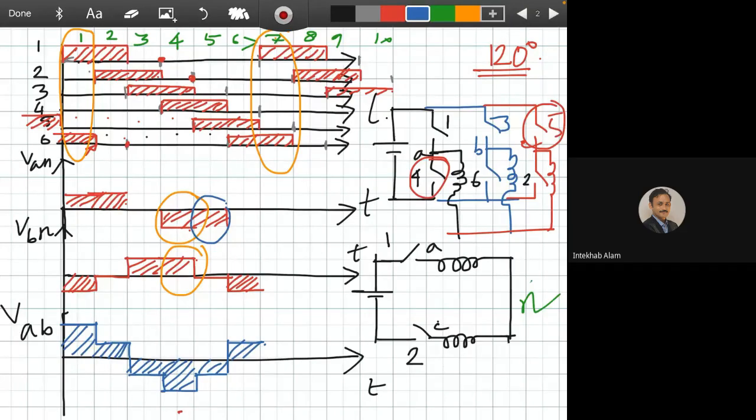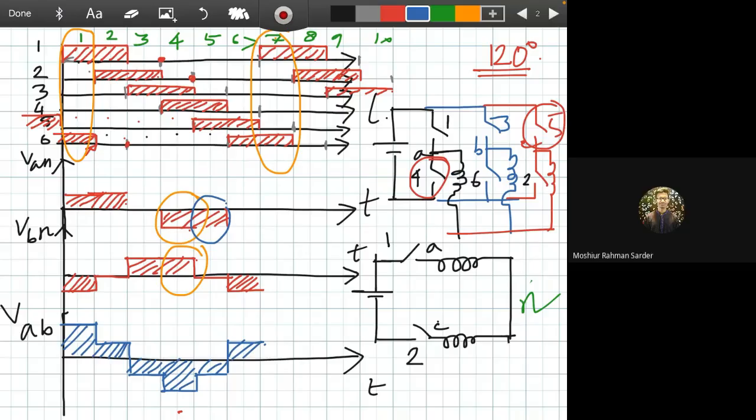There is no voltage output, there is no 0 in this wave shape. If we consider AB, then there is no line to line voltage, there is no 0. So which one is better, 180 or 120 degree? 120 degrees, sir. It depends on the load, it depends on the output, and it depends on the system actually. Okay, we can understand those things later.